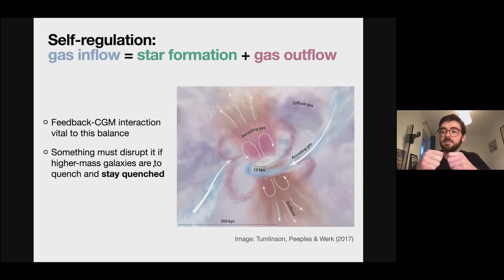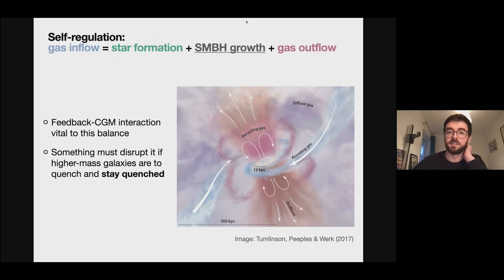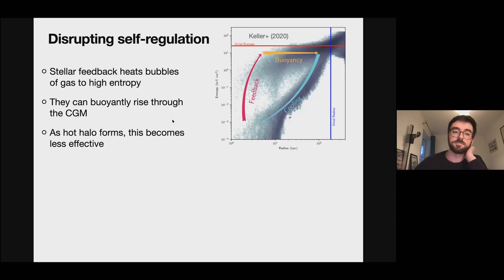So it's not enough to just remove the ISM and remove the fuel for star formation. You also have to stop inflows from the CGM from essentially reigniting star formation in that galaxy. And so the key ingredient for all of this, at least in the simulations I look at, is this hidden ingredient on the right-hand side of this equation, and that's the growth of the supermassive black hole. So how might you go about disrupting this whole self-regulation picture?